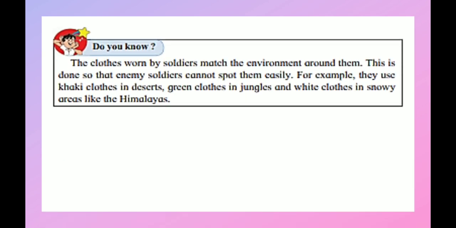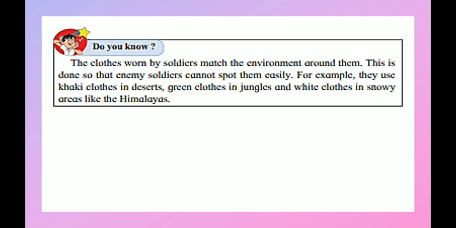Do you know the clothes worn by soldiers match the environment around them? This is done so that enemy soldiers cannot spot them easily. For example, they use khaki clothes in deserts, green clothes in jungles, and white clothes in snowy areas like Himalayas. So, our soldiers have a uniform that matches with the environment around them. It is called clothes that show camouflage.